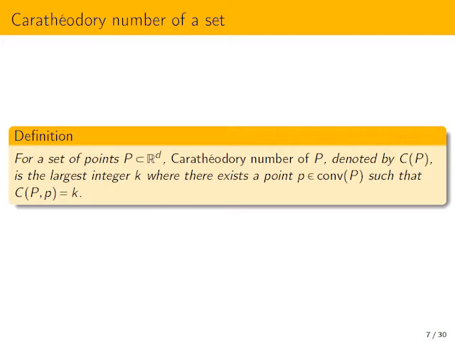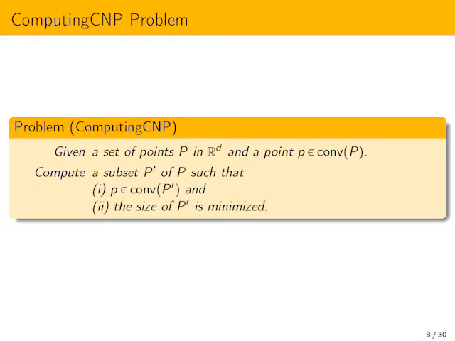In this presentation, we are interested in computing the Carathéodory number of a point. We study the computational problem of finding the Carathéodory number of a point with respect to a finite set. In computing CNP for a set P and a point p in its convex hull, we want to compute the minimum size subset P prime of P such that the point p is in the convex hull of P prime.